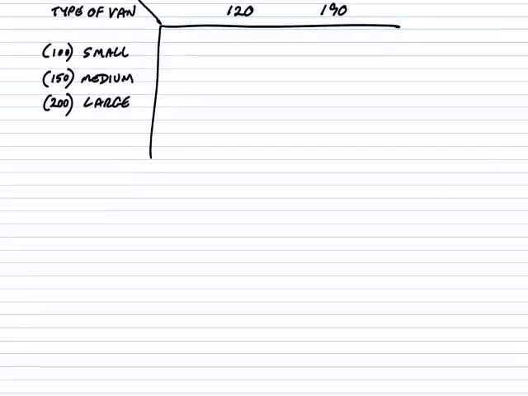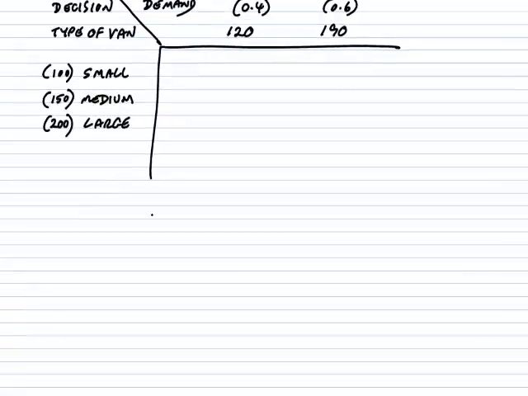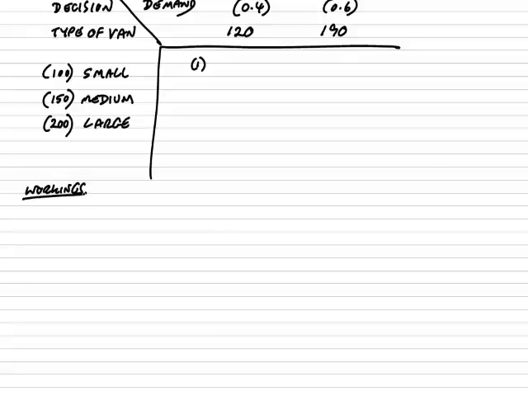Now what I've got to do is, for each combination, and there are of course now 6 possible situations, work out the profit. So let's try and fill it in. And reference your workings nicely. So first of all, let's suppose we're here. A small van and low demand. Well, remember, a small van only holds 100 crates. The demand is 120. Well, we've got a problem.